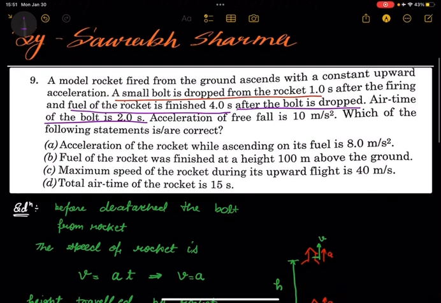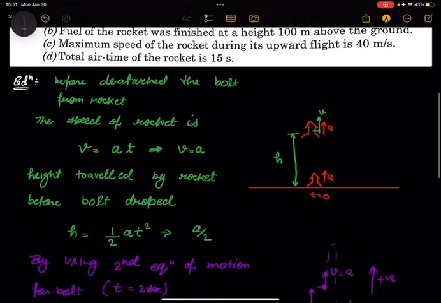So we can say that acceleration of the rocket while ascending on its fuel is 8 meter per second square. Now the question says the fuel of the rocket is finished 4 seconds after the bolt. So t equal to 1 second is here, and here the fuel is finished, meaning acceleration becomes 0. So this time is 5 seconds.